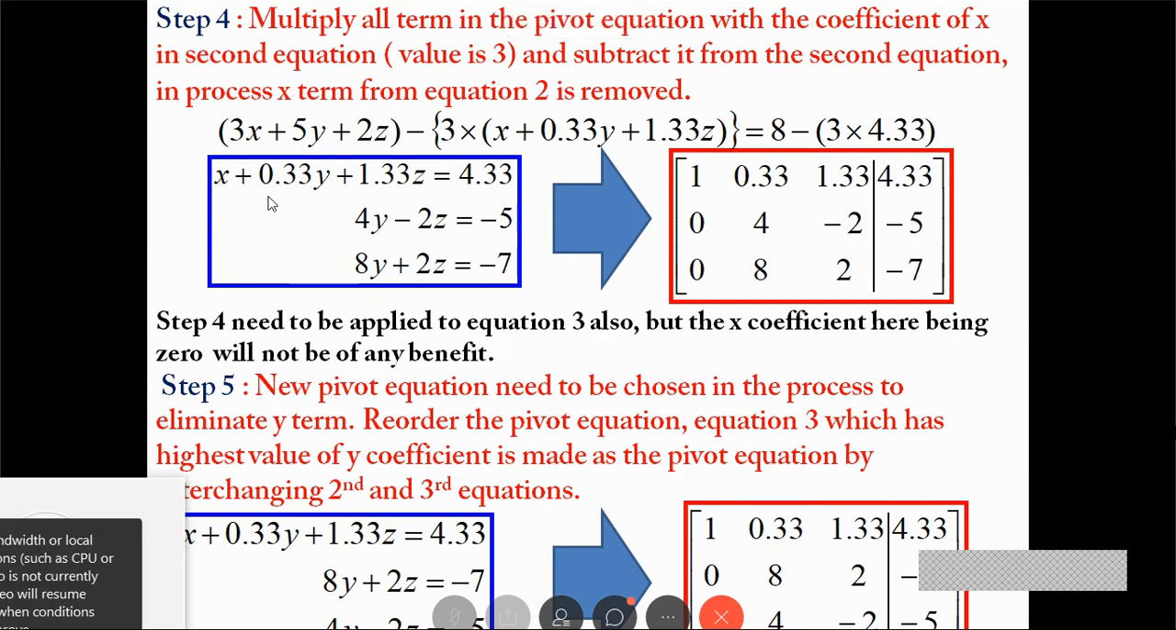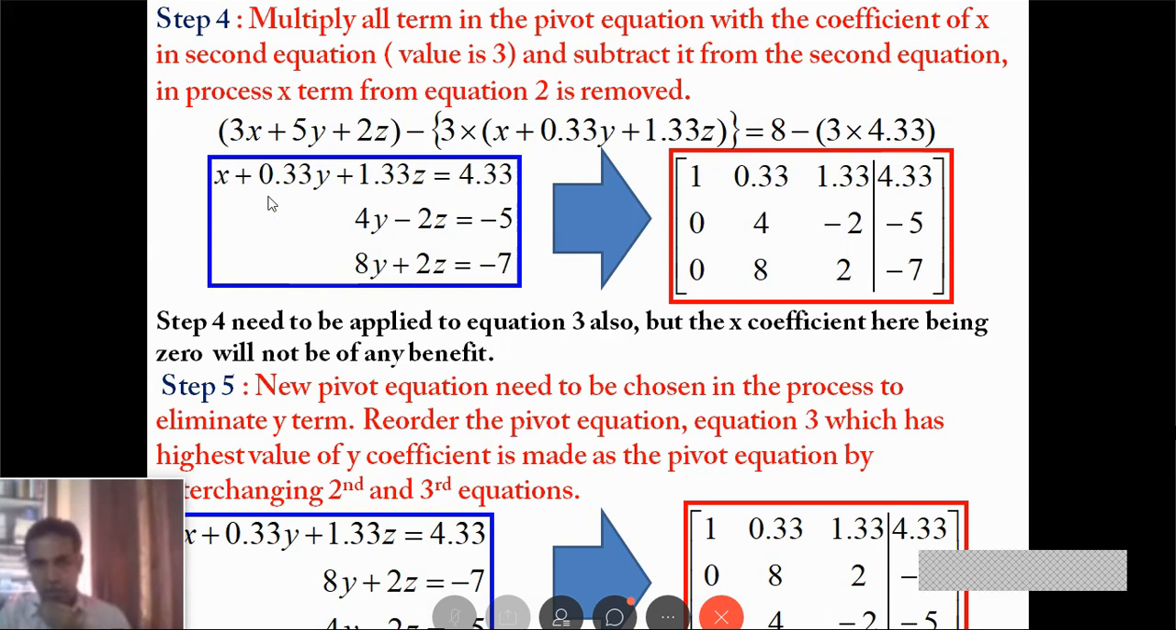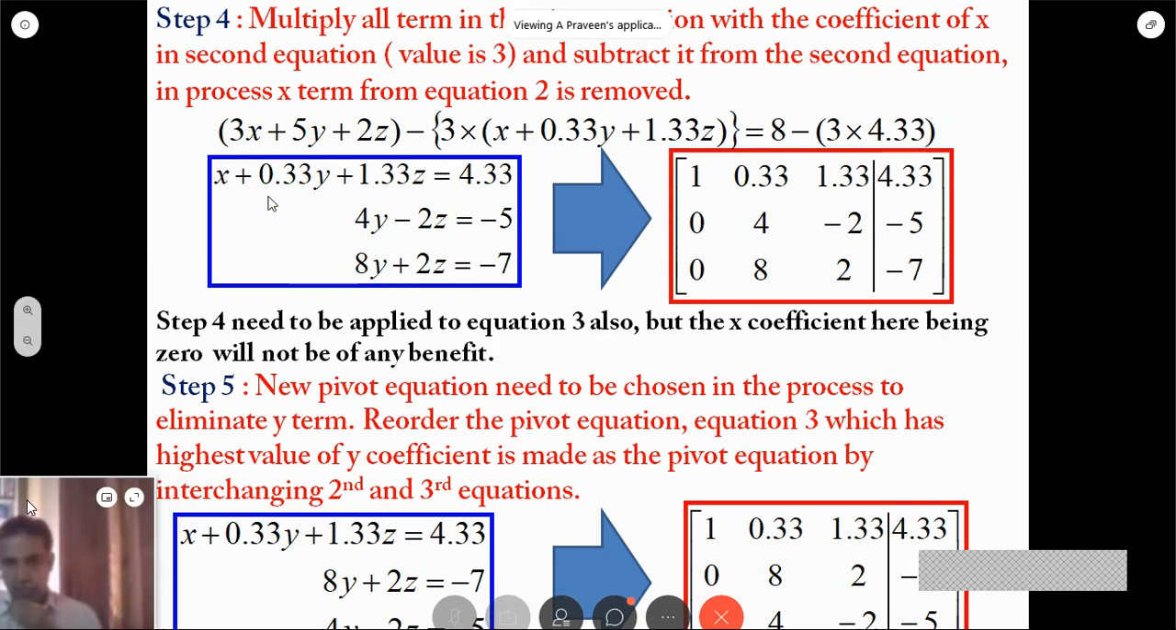Same if you apply here, instead of 3, you have taken 0 here. That means when you subtract, that's why we operate upon this. So we have got two equations which are in y terms now, y term and z term. The first change that you have brought about is operation using the first equation as the pivot equation.